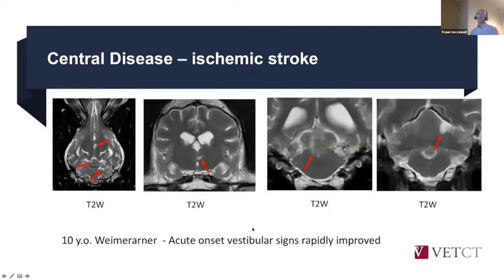Just finishing off, from an imaging point of view, we see a lot of thalamic infarcts, lacunar infarcts causing ischemic stroke, and some of these are really subtle. This is a case in point, a fairly typical example. This is a 10-year-old Weimaraner with a fairly classic history of acute onset vestibular signs, which rapidly improved. But this dog has multiple infarcts. We can see them in its left thalamus, right cerebellar vermis, and the left cerebellar hemisphere. You can see that some of these are very subtle.